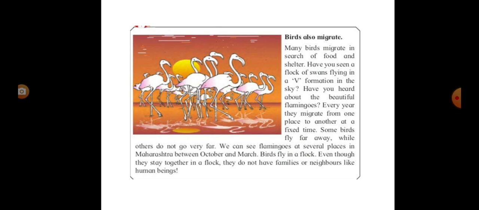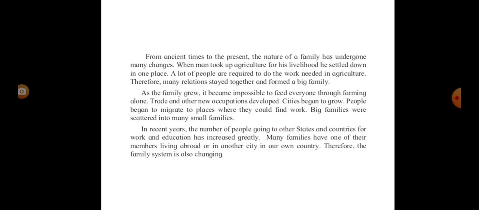Birds fly in a flock. Even though they stay together in a flock, they do not have families or neighbors like human beings. From ancient times to the present, the nature of a family has undergone many changes. When man took up agriculture for his livelihood, he settled down in one place. A lot of people are required to do the work needed in agriculture. Therefore, many relations stayed together and formed a big family.